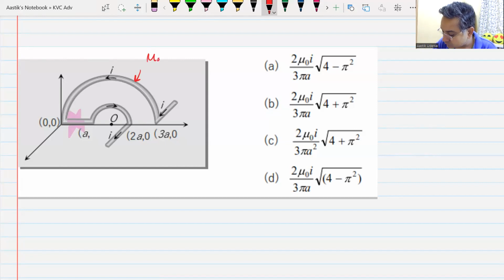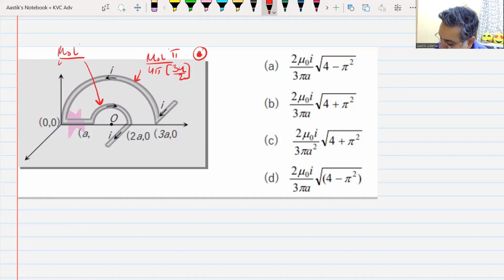Mu naught I by 4 pi into 3A by 2 into pi, sir. In the direction? Inside. What is the magnetic field due to this wire? Sir, it is outside, sir. Outside. What is the magnetic field due to this wire? Mu naught I by 4 pi into A by 2 into pi, and it is inside.